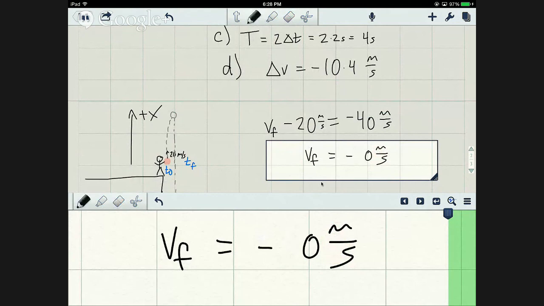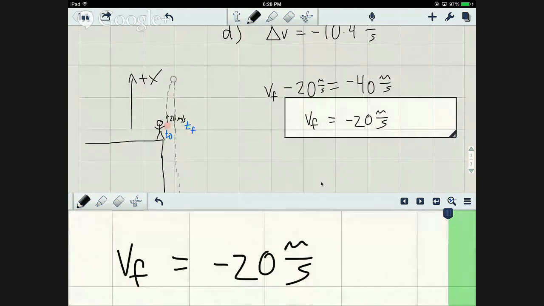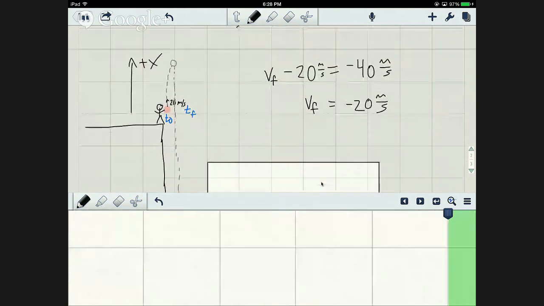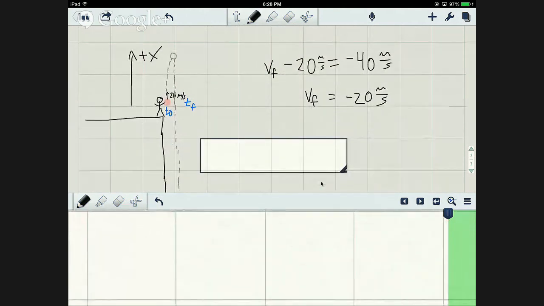The minus sign, remember, once again means that it's pointing in the negative x direction. Velocity is a vector. It has a direction and a magnitude. So that's minus 20. Alrighty. Okay, now that makes sense.